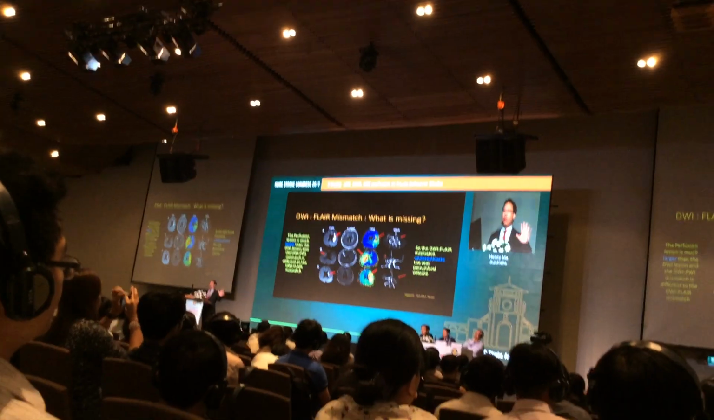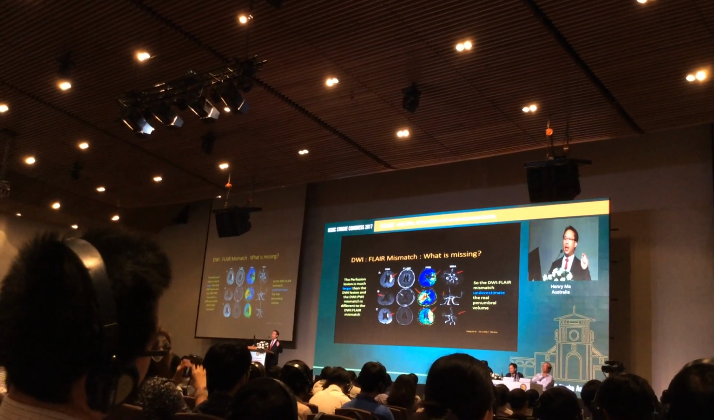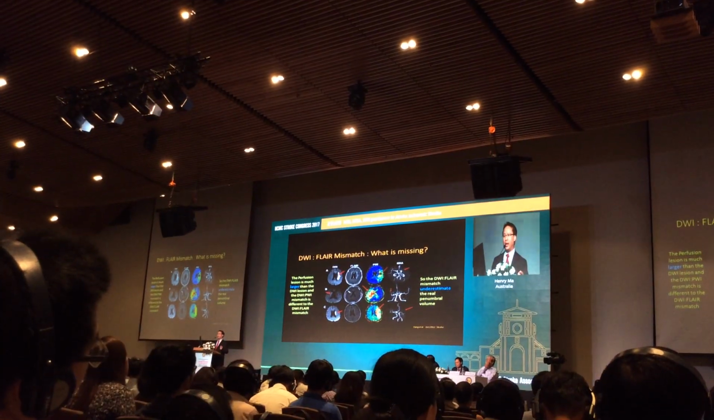There's nothing to do, we go home and sleep. But in fact, if you do a perfusion imaging, there's a large perfusion deficit you're actually missing. There's an M1 occlusion there.